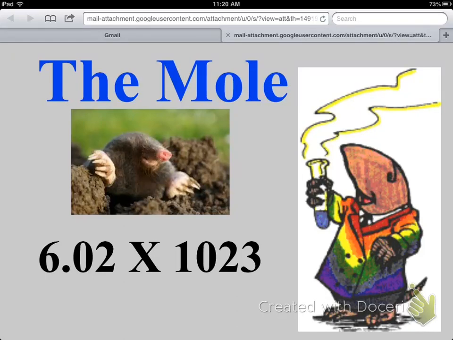Okay, I'm here to teach you about the mole. And the mole is actually what we call a counting unit, kind of like a ream of paper is 500 sheets of paper, or a dozen donuts is 12 donuts. So the value of the mole is 6.02 times 10 to the 23rd. I apologize that 23rd isn't an exponent, but it's 10 to the 23rd.